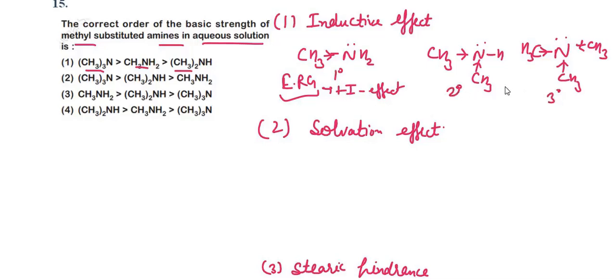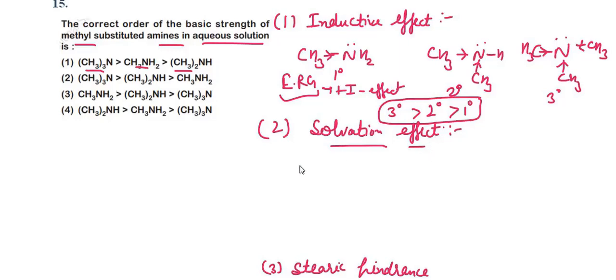So when we observe this order, we can clearly see that in the case of tertiary, the plus I effect is more. If the plus I effect is more, it can easily give its lone pair to show its basic character. So according to inductive effect, tertiary amine is more basic as compared to secondary, as compared to primary. But here another factor also affects this. The second one is solvation effect.